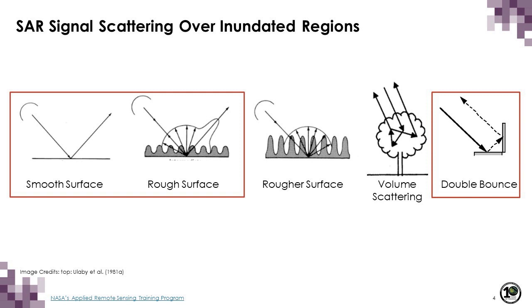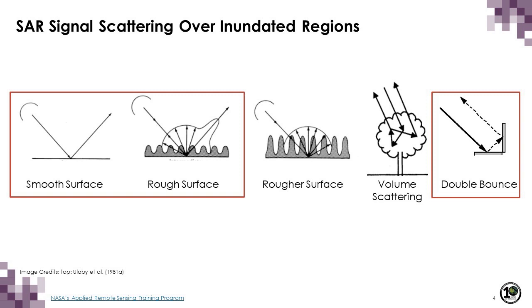The next type of scattering is rough surface scattering, which results when there's some level of roughness on the surface, causing the signal to scatter in different directions, but mostly away from the satellite. An example of this type of scattering would be a water surface that has some level of roughness caused by either short floating vegetation, wind, or heavy rain.